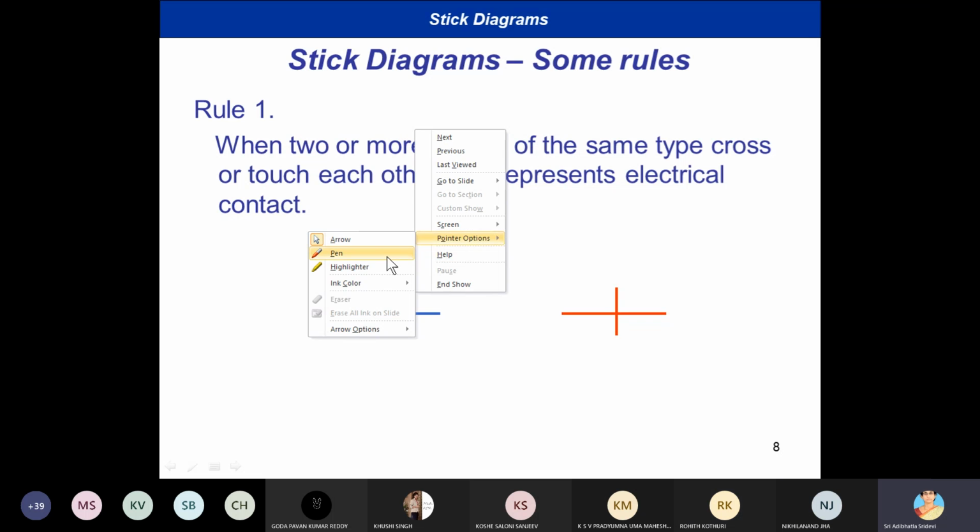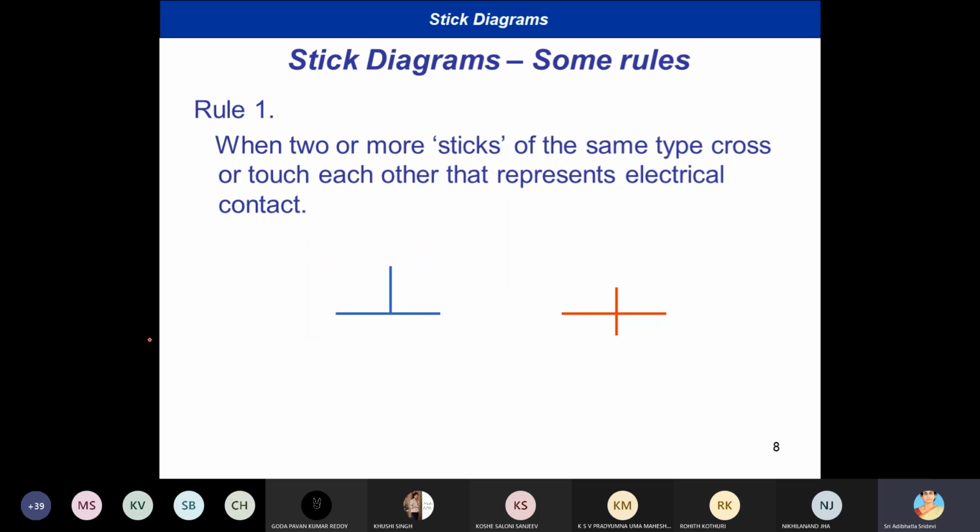Now, how to draw? In drawing stick diagrams, we should remember some rules. When two or more sticks of same type cross each other, that represents an electrical contact. For example, two blue sticks, say they cross each other, same type, it's a contact. Obviously it is a contact. So if you do not want contact between two different metal layers, they should not cross each other. If the colors of the same type touch each other, it is a connection.